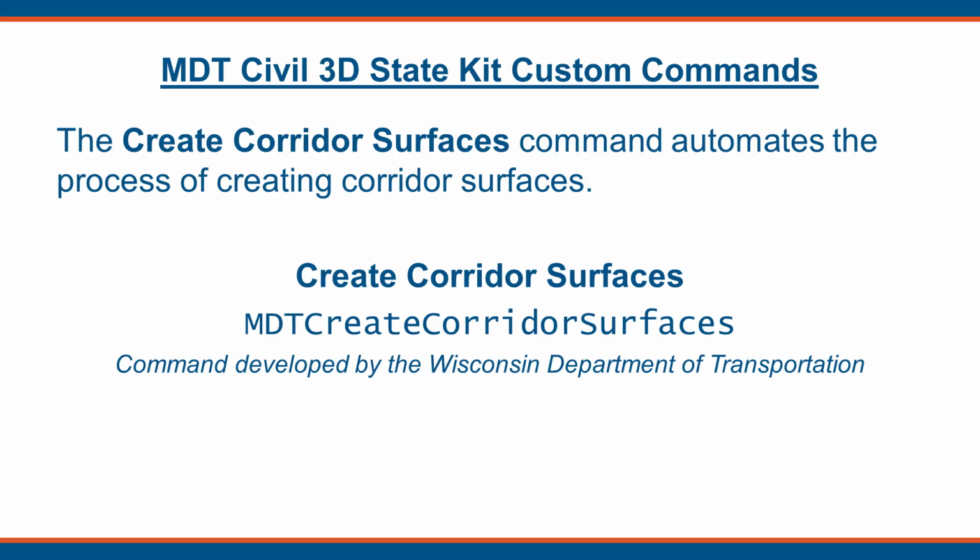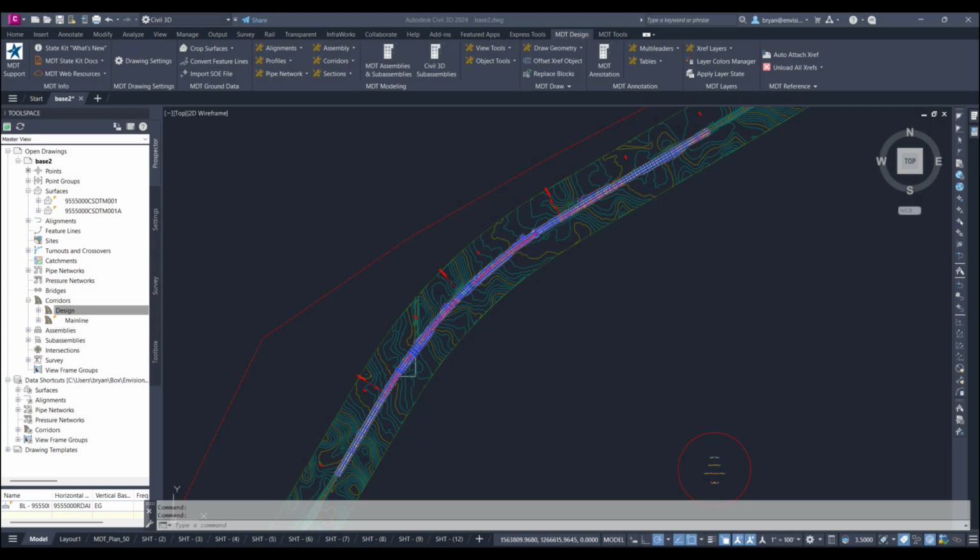The Create Corridor Surfaces command automates the process of creating corridor surfaces. It is developed and provided by WisDot. To create the surfaces, a corridor surface definition CSV file is developed. This CSV file contains point and link codes that will be used to define the corridor surface. Any number of corridor surface definition CSVs can be created for different scenarios or projects.